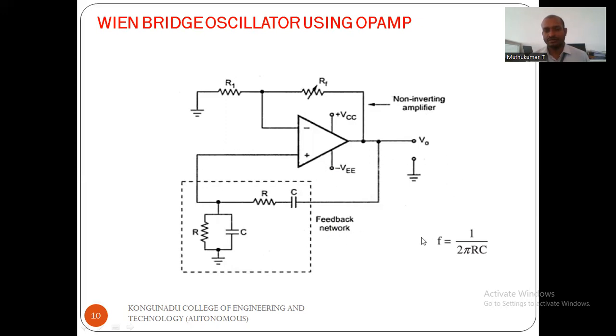The output is V0. The frequency of oscillation F equals 1 divided by 2 pi RC. This is the frequency of oscillation.